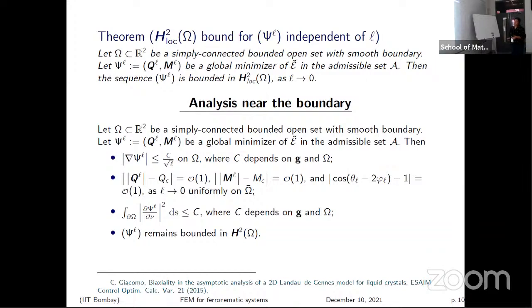So these are the final results we have on the full domain Omega. The first result is the bound for the gradient of the global minimizers, and we get the upper bound C by square root of L, where C depends on the boundary condition and Omega. And this uniform convergence result is on Omega bar. This is the result on the normal derivatives of these global minimizers. This is the main result we expect. So the sequence psi_L remains bounded in H2(Omega), and the bound is independent of the parameter L. So actually, this result plays an important role in the finite element analysis.